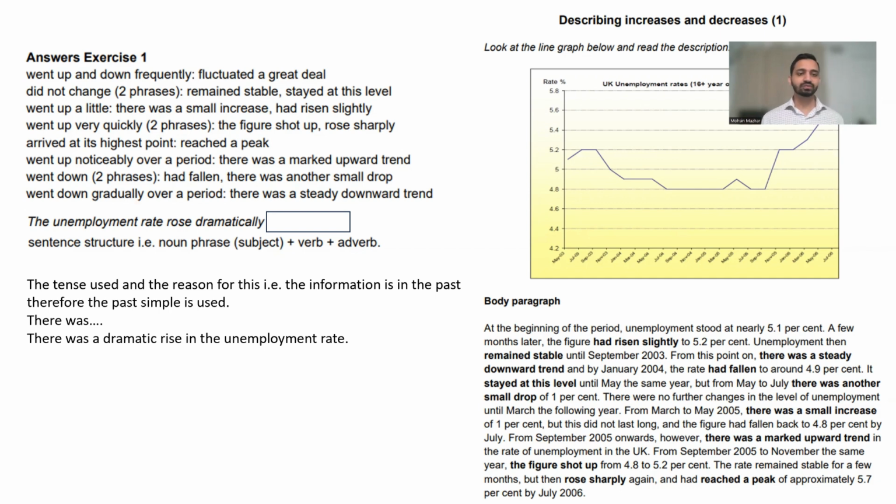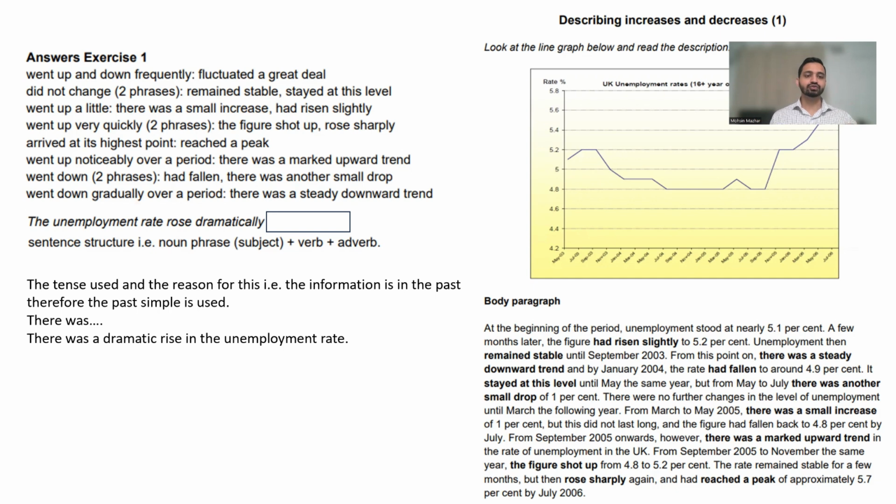All right, let's talk about this one. The unemployment rate rose dramatically. What's the structure here? The sentence structure is noun phrase plus verb plus adverb. The unemployment rate, that's the noun phrase, rose, the verb, and the adverb is dramatically. The tense used, and the reason for this: the information is in the past, therefore the past simple is used. So the unemployment rate rose, that's the past simple, dramatically. Because the information is in the past, it's in 2003 or 6.